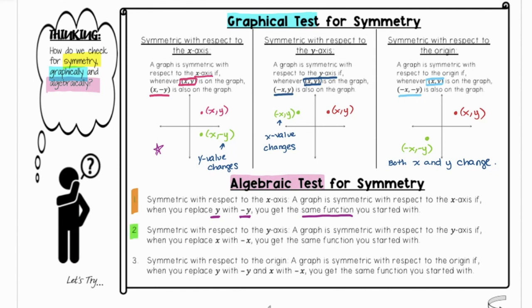Number 2, symmetry with respect to the y-axis. A graph is symmetric with respect to the y-axis if when you replace x with negative x, again you get the same function you started with. And lastly, symmetric with respect to the origin. A graph is symmetric with respect to the origin if when you replace both the x's and the y's with negative x and negative y, you're going to end up with the same exact function you started with. The algebraic test actually takes into account that graphical test that we have seen already. So let's look at some examples.